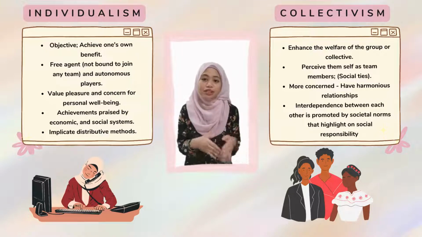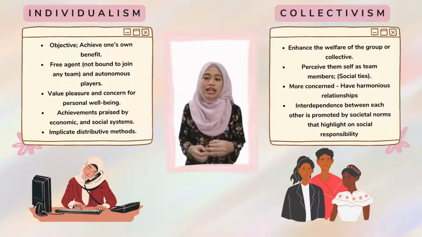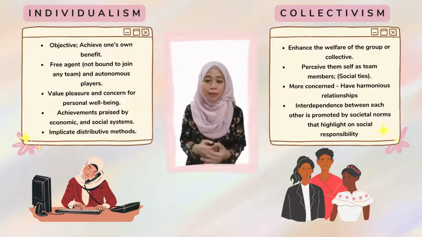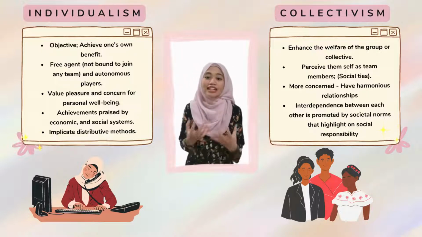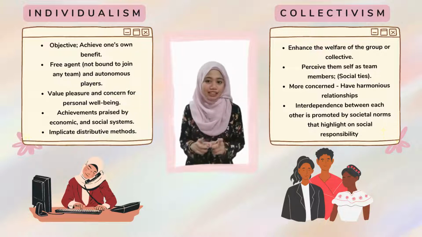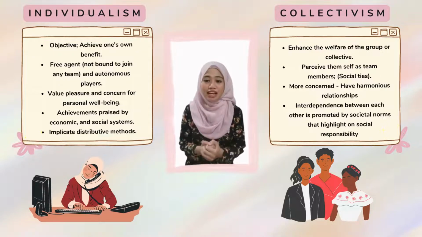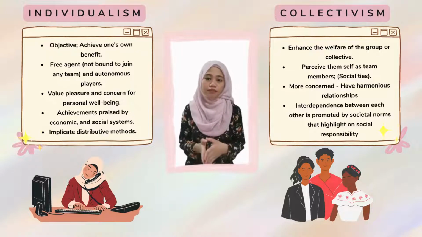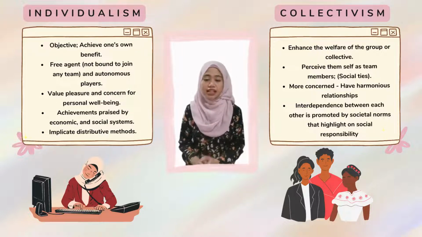For collectivism, the primary objective is to enhance the welfare of the groups or team. They usually perceive themselves as team members and prioritize each other. The spotlight is on social ties, and the need of adjustment is emphasized in collectivist society. These cultures are more concerned on having a harmonious relationship in interpersonal ties with the group. Moreover, interdependence between each other is promoted by the social norms that highlight on social responsibility and the giving up of personal wants for benefits.